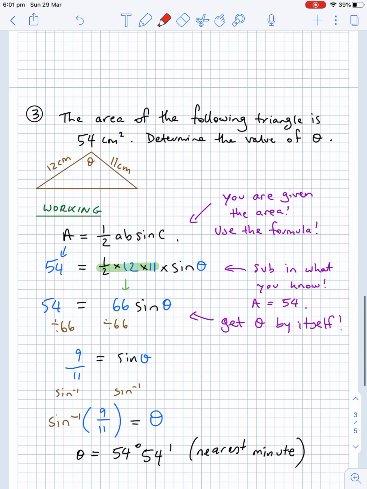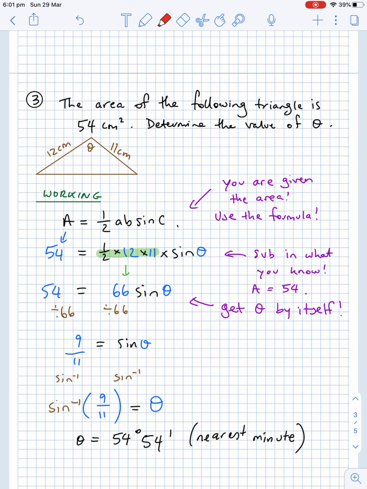Okay, and one more question. This one's a little bit different. So the idea is that the area of the following triangle is 54 centimeters squared. Determine the value of this theta here. So the idea is that I've given you the area already. We still want to use the formula, but it's about working backwards. If I give you the area, can you figure out the included angle?